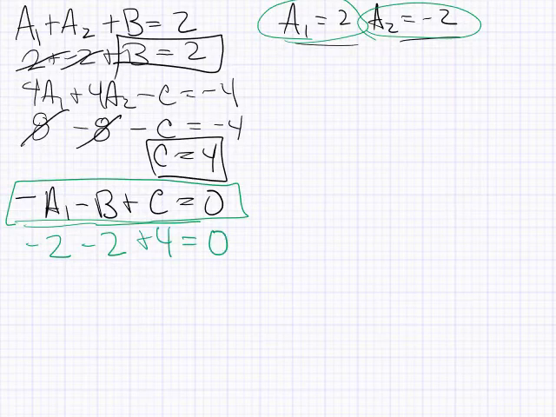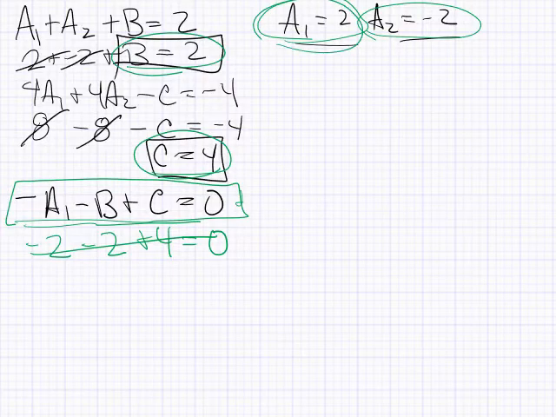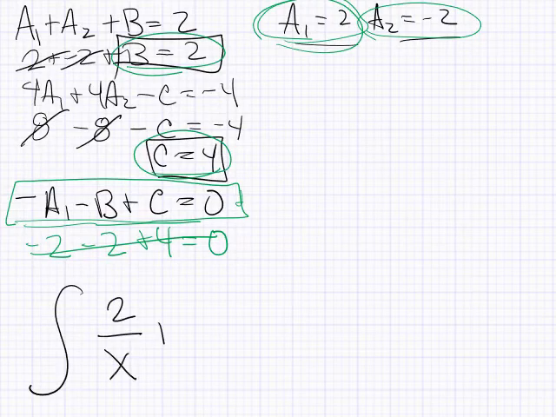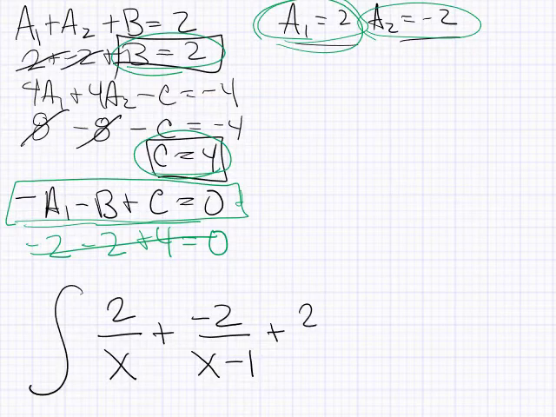Does that equal 0? Yeah, it sure does. Okay, so that makes me feel better that all our parts are correct. Now, remember, we have an integral still to do. Our integral was supposed to be the integral of A1 over x, so that would be 2 over x, plus A2 over x minus 1, so that's -2 over x minus 1, plus bx plus c, so that'll be 2x plus 4 over x squared plus 4.